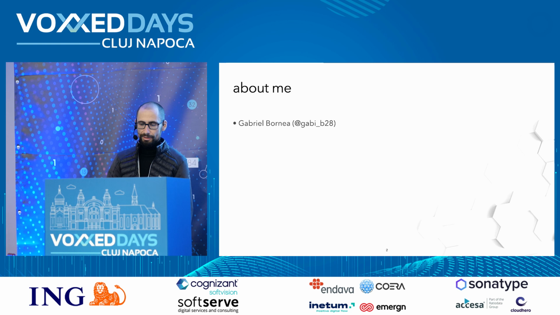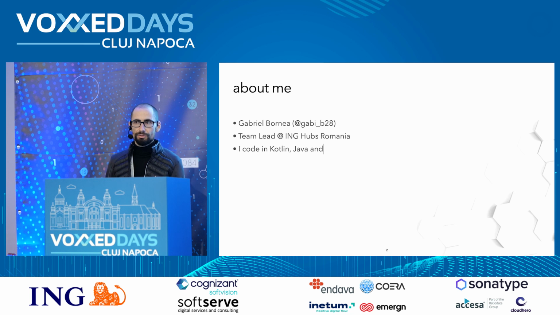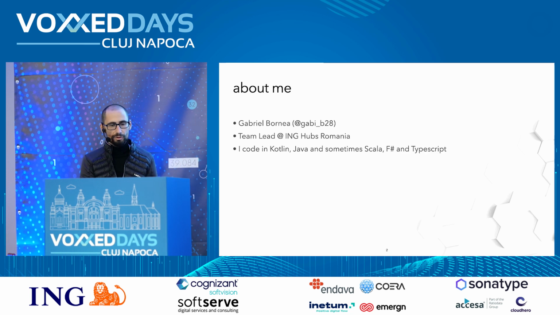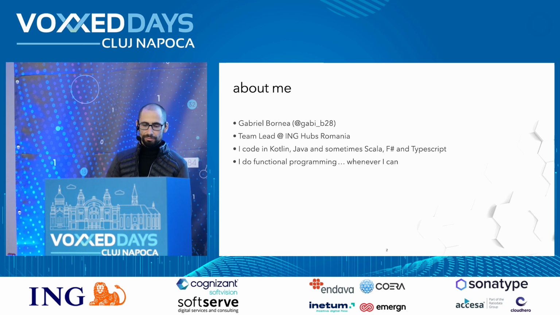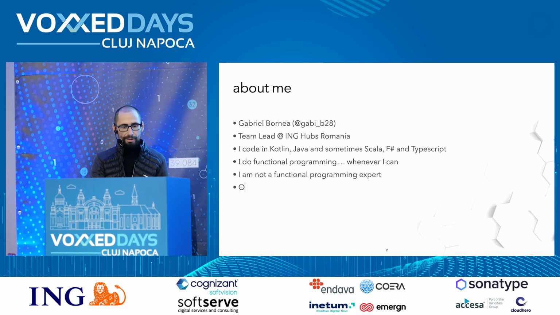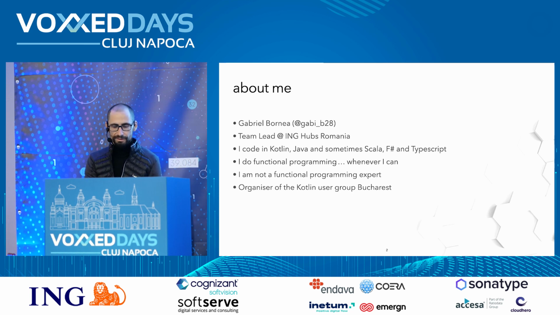So, let's start a little bit about me first. My name is Gabriel Bornea. I'm a team lead at ING Hubs Romania. I usually spend my time in the JVM world, especially Kotlin, some Java, and sometimes I also go to Scala and F# and TypeScript. I'm a big fan of functional programming, and I do functional programming mostly whenever I can on every project that I can. However, I do not consider myself a functional programming expert.